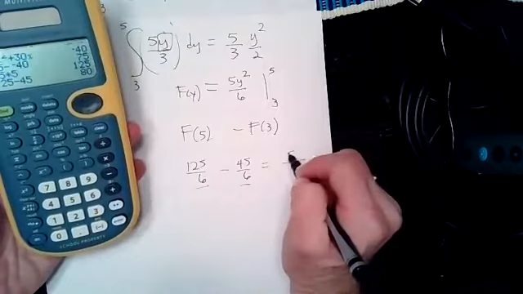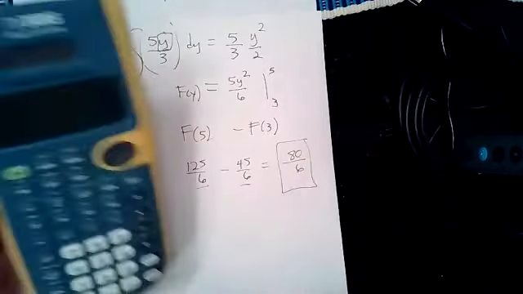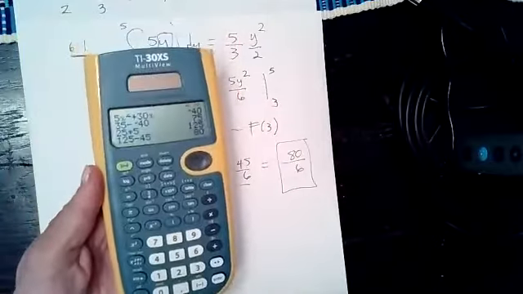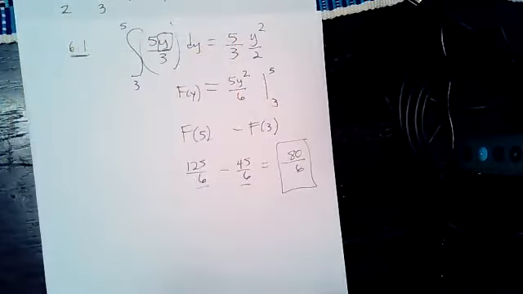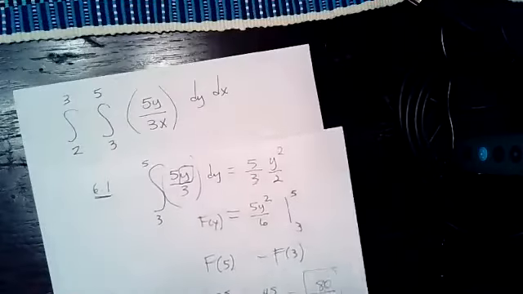And you get 80 over 6. And then if you wanted to reduce it, you could, but you don't have to because we don't have to simplify in Hawks. Okay, so with that in mind, let's go look at my two variable function.